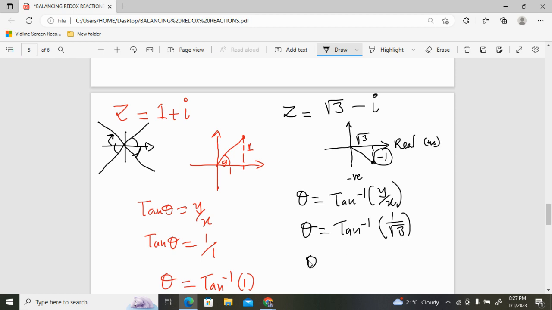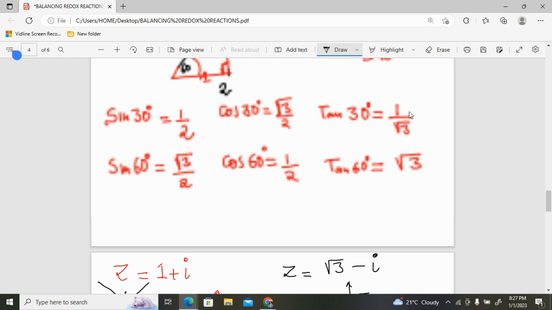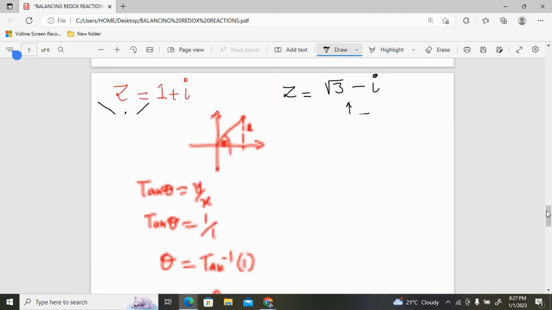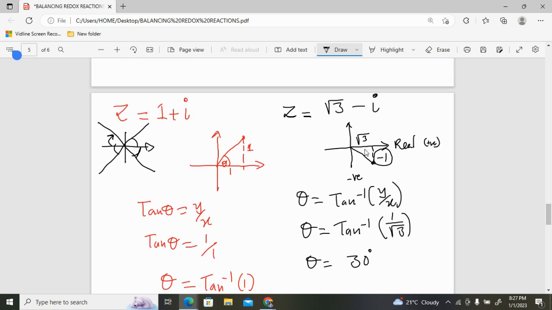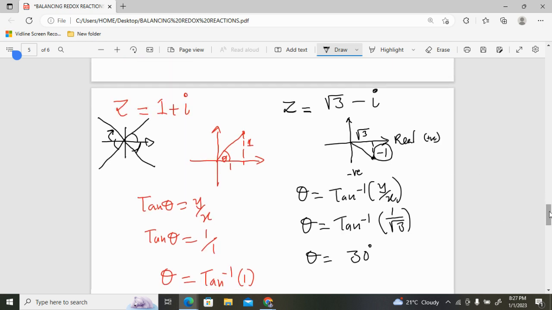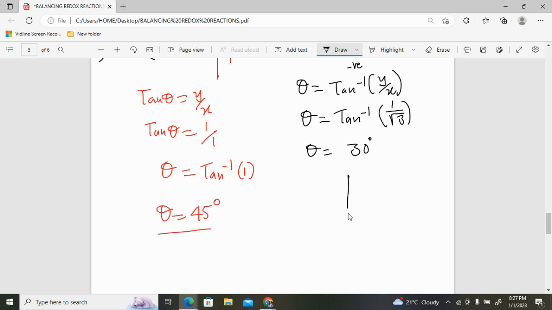So theta is going to give us, from the special angles, 1 over square root of 3, which is related to 30 degrees. Tan 30 is 1 over square root of 3, meaning that tan inverse of 1 over square root of 3 is going to be 30 degrees. But remember, this angle is not in the first quadrant. It is in the fourth quadrant. This angle is here, so we have found this is the 30.